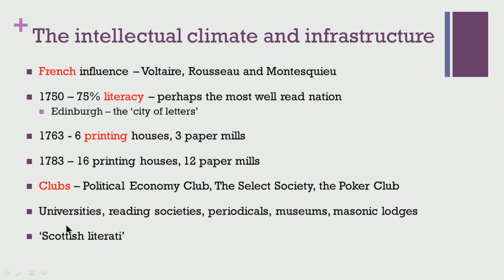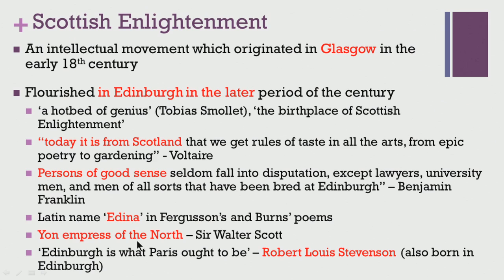And there was also an enormous influence in the form of the work going on in the universities, as part of reading societies, the emergence of periodicals. A lot of museums were also playing a significant role. Masonic lodges were significant as they also witnessed the coming together of many eminent personalities. Altogether, this intellectual climate and infrastructure was contributing to the emergence of a new class, also known later as the Scottish literati. So what exactly was Scottish Enlightenment?